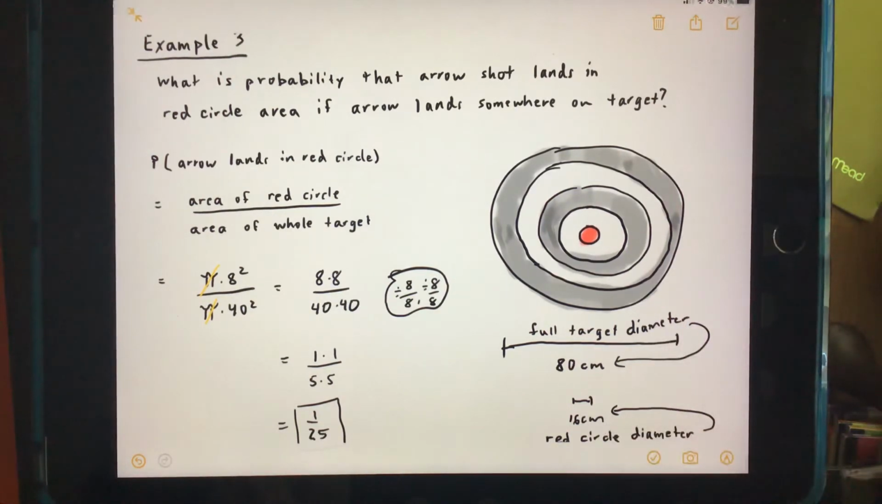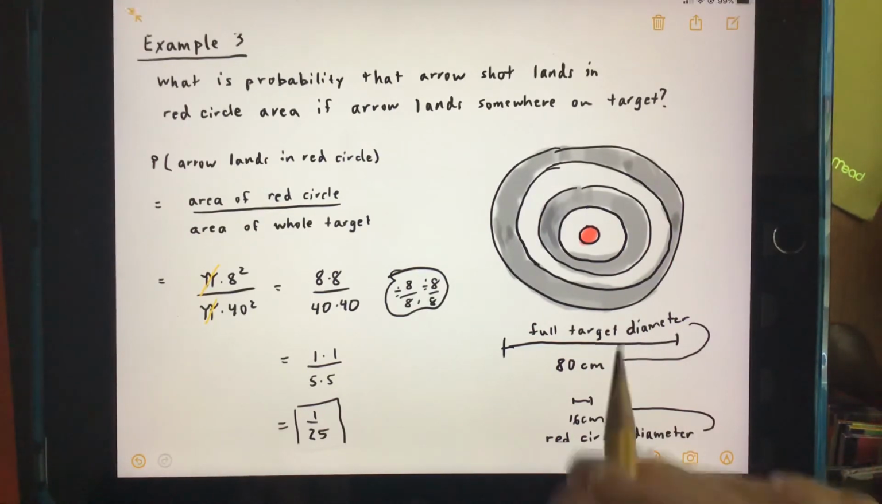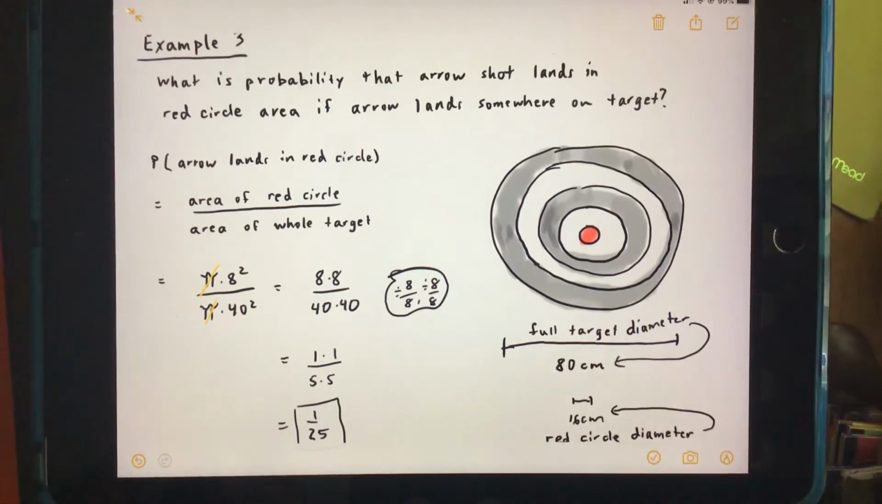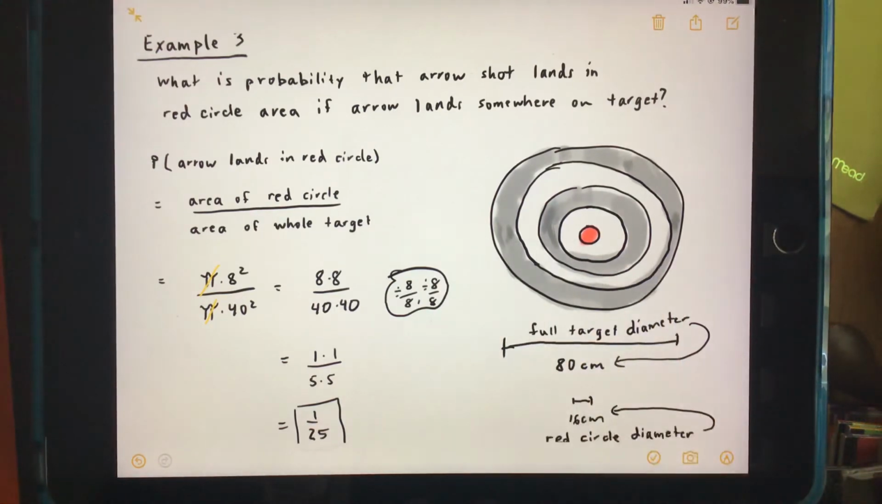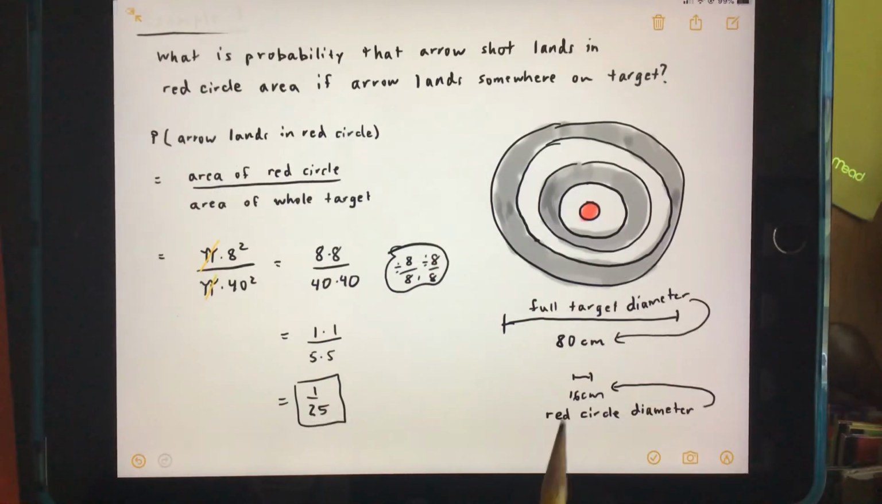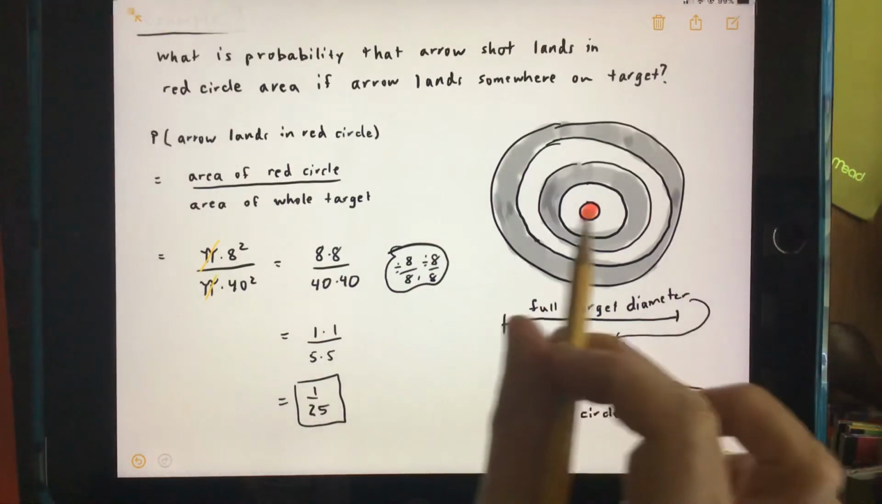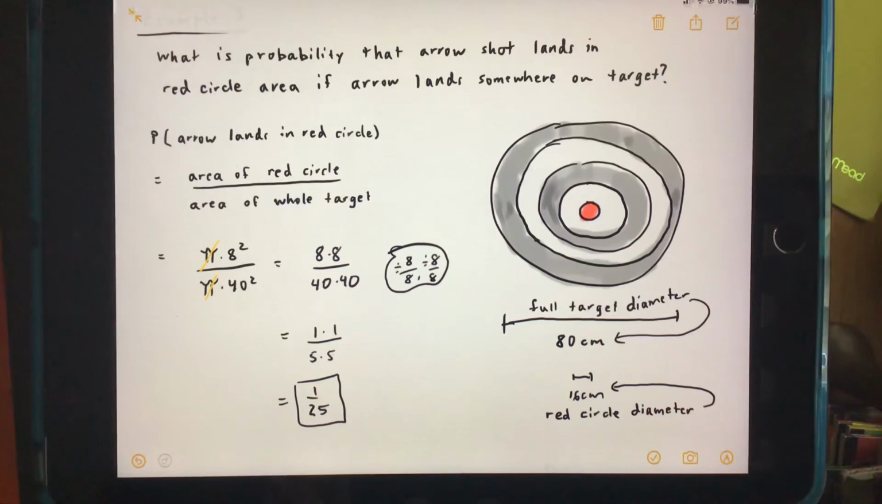So the arrow is going to land somewhere in either the gray, the white, or the red areas. So we're going to shoot that arrow. It's going to land someplace on the target. What is the probability that it actually lands in this red circle area? Well, we were told in this problem that the diameter of this large circle is 80 centimeters, and the red circle has a diameter of 16. That means that the full big circle here would have a radius of 40.